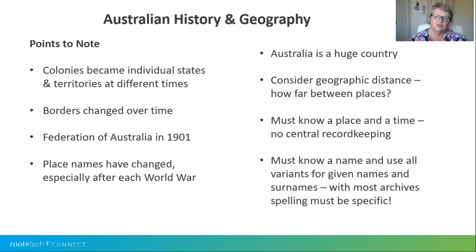You also need to think about your given names and your surnames. You have to be aware of variants because most archive spelling, you have to be specific. You have to put the right spelling in or the right variant. For example, William, search for William, but also search for WM or W because it is how it is recorded in the record and that's how you will find it.